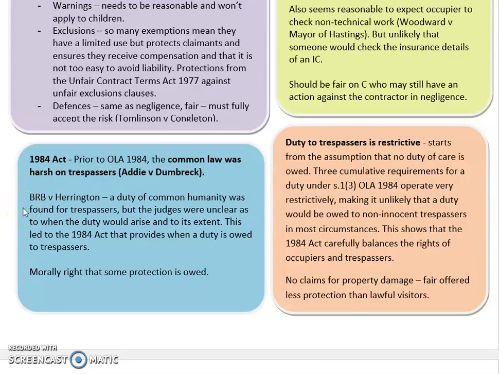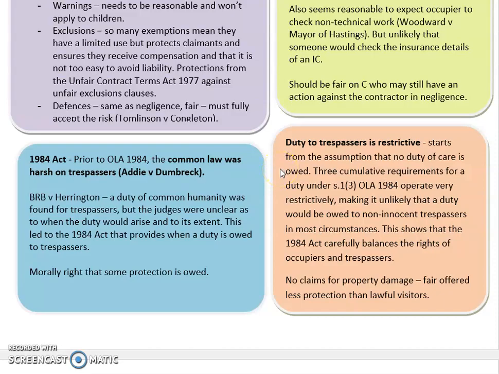In BRB and Harrington, a duty of common humanity was found for trespassers, but the judges were unclear as to when the duty would arise and to its extent. So this ultimately led to the 1984 Act that provides a clearer answer to when a duty is going to be owed. And it is morally right that some protection is owed to people who are trespassing on land. But as you would expect, the duty to trespassers is restrictive. And it starts from the assumption that no duty of care is going to be owed.